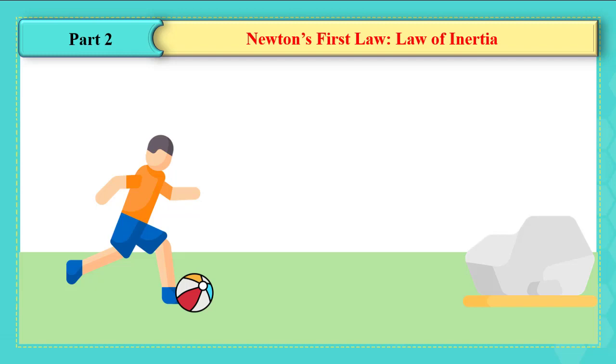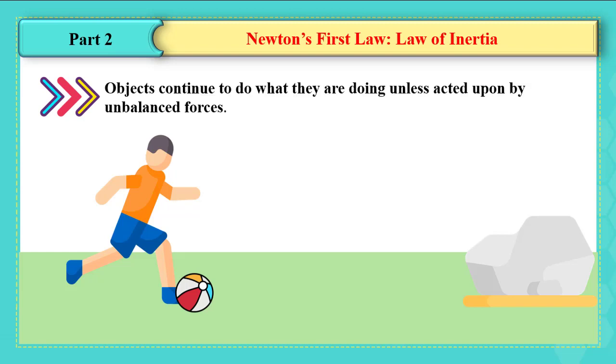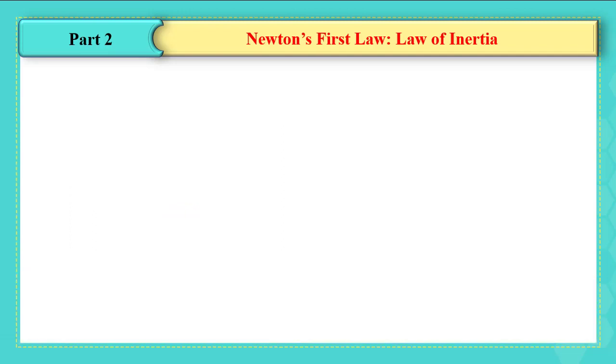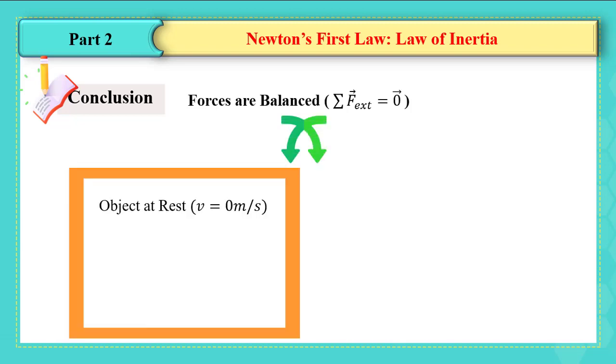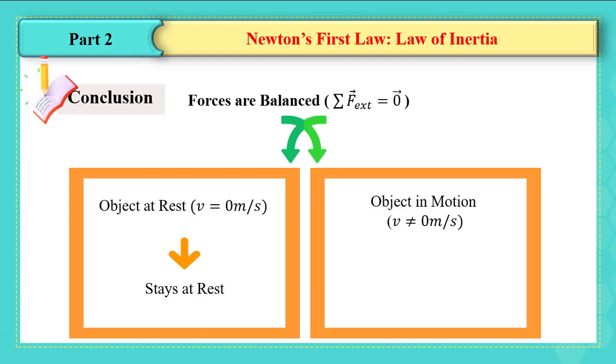In all these three cases, the ball is acted upon by unbalanced forces. We come to the conclusion that objects continue to do what they are doing unless acted upon by unbalanced forces. To conclude about the first law, when we have balanced forces, where the sum of forces is zero, either the object was at rest and it will stay at rest, or if it is in motion, then it stays in uniform rectilinear motion with the same speed and direction.